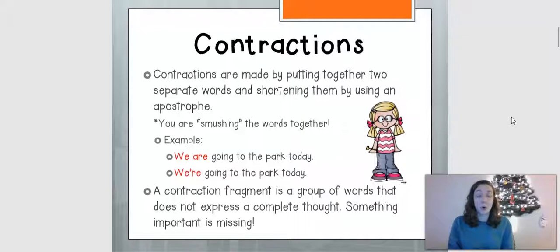For example, we are going to the park today. If you take we and are and smush them together, you get we're going to the park today. A contraction fragment is a group of words that does not express a complete thought. Something important is missing. So it's just like a sentence fragment. If you don't have all the pieces, it's not a complete thought.